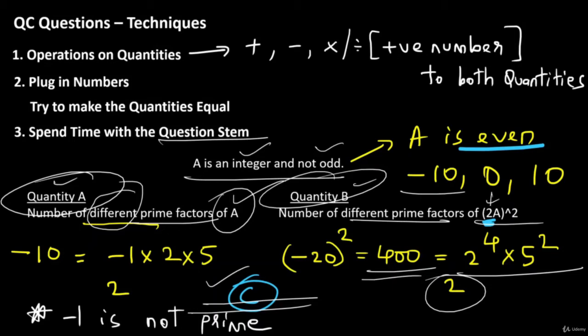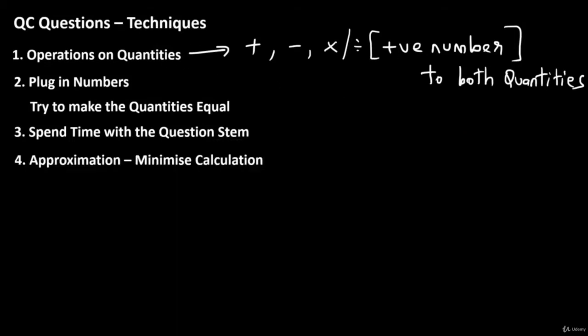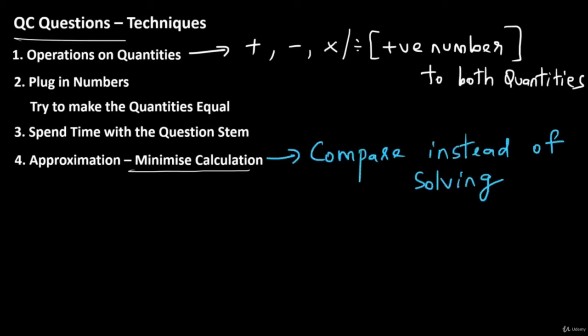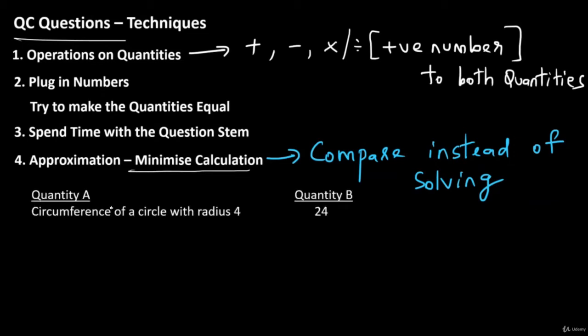Now let's proceed to the next important technique for our arsenal, which is approximation. Always try to minimize the calculation to solve QC questions. Try to compare instead of solving. What do I mean by that? Let's take a few examples. Quantity A over here is the circumference of a circle with radius 4, and quantity B is 24.